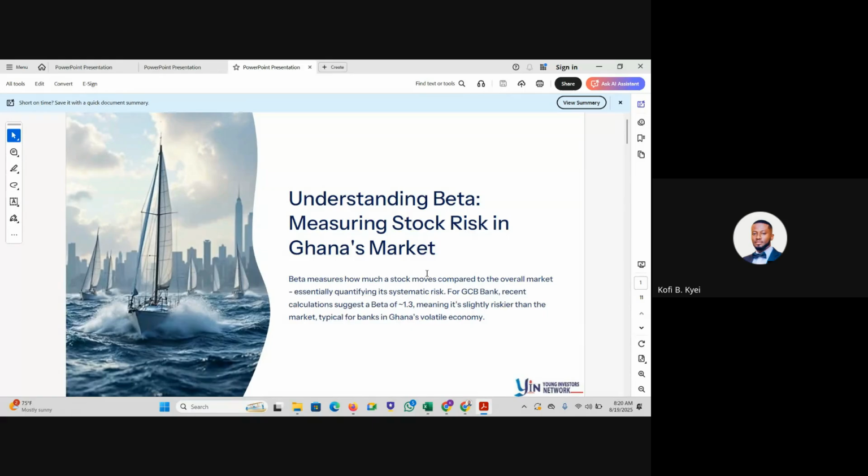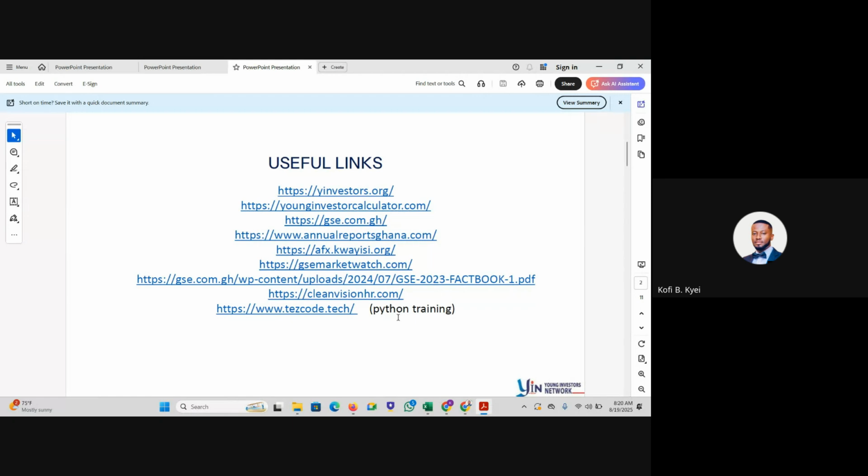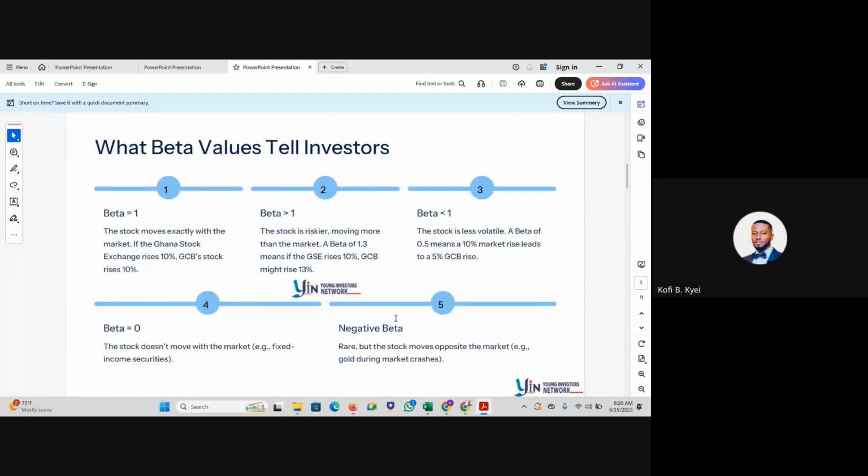So beta, measuring stock risks in Ghana's market. Beta measures how much a stock moves compared to the overall market, essentially quantifying its systematic risks. For GCB, the recent calculation, as I showed you, is 1.3. These are the links that we can look at. So this is what beta value tells investors.